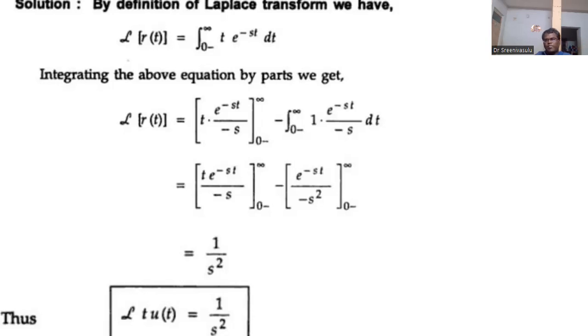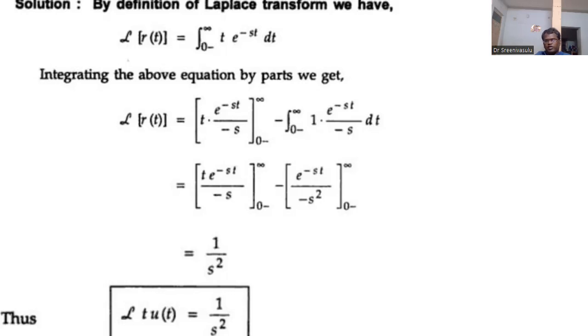Coming for the second part, e power minus st, again you see e power minus s into infinity. Here also the same problem. Suppose if we take s is less than 0, this s is negative, minus into minus plus, and e power infinity is not going to exist. So that's why you need to assume here s must be greater than 0. Then only this term is also 0. Next term, minus into minus plus we are going to get. This e power minus 0 is 1. So 1 by s square.